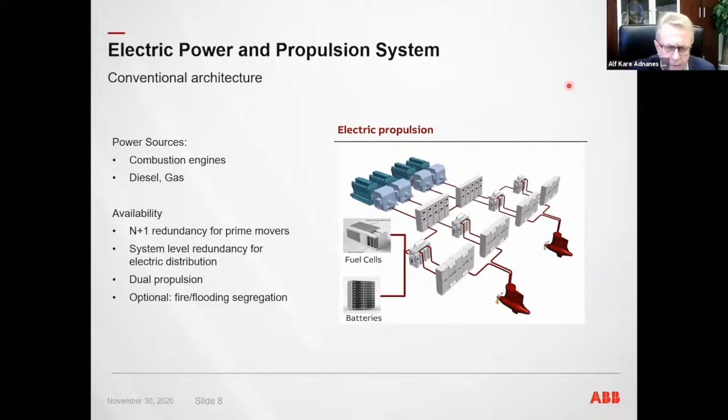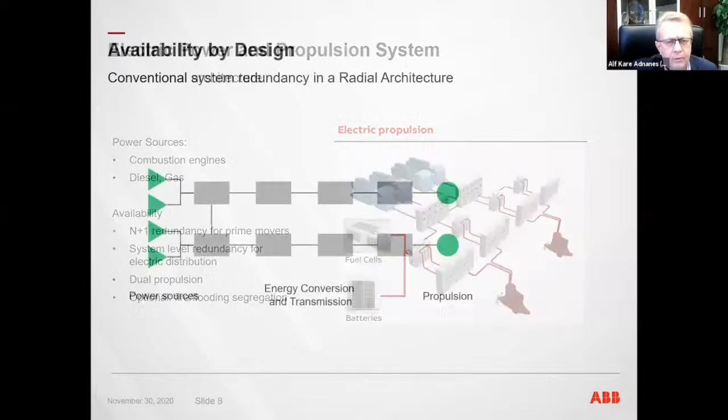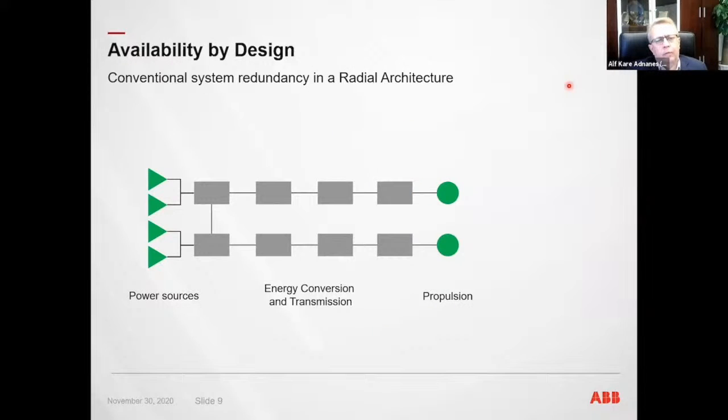I will take this particular diagram here and break it down into a reliability and availability diagram, looking like this, where we can see on the left side the energy sources or the power sources, which could be combustion engines. We have the gray part in the middle, which is the electrical distribution system, and at the end here we have the propellers, which are moving the ship ahead and doing the maneuvering.